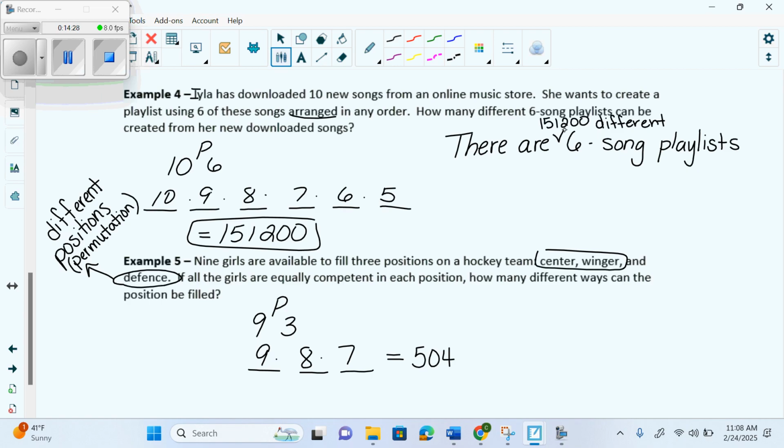You still have to say the positions can be filled. You got to write the sentence more. Yeah. Okay, so how many different ways can the positions be filled? 504 different ways isn't enough. And even if this is a terrible sentence, we'll still accept it. 504 different ways the positions can be filled. Is this a great sentence? It's sufficient.